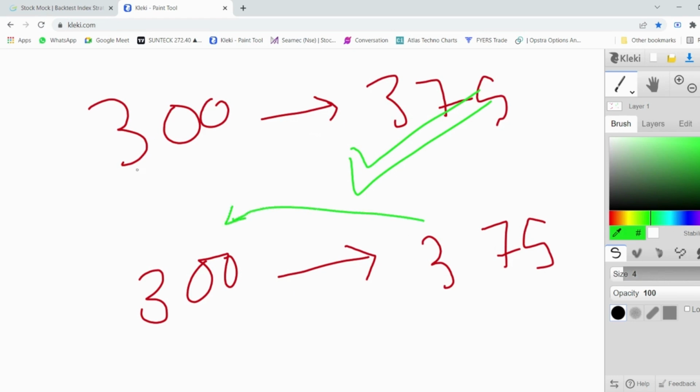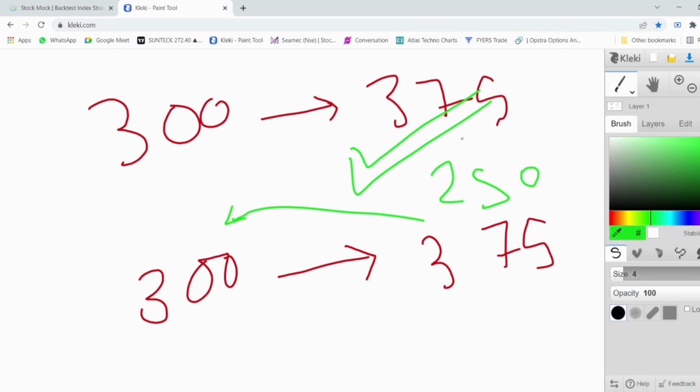Because for example, if this was 300 and it has moved to 375 rupees in quick succession, this will also be at around 250 rupees, depending upon how fast the move has happened. So if this is at 250 rupees, we are going to shift the stop loss from 375 to 300 rupees, at cost, so that the maximum that we can lose in any case is 75 rupees in this scenario.